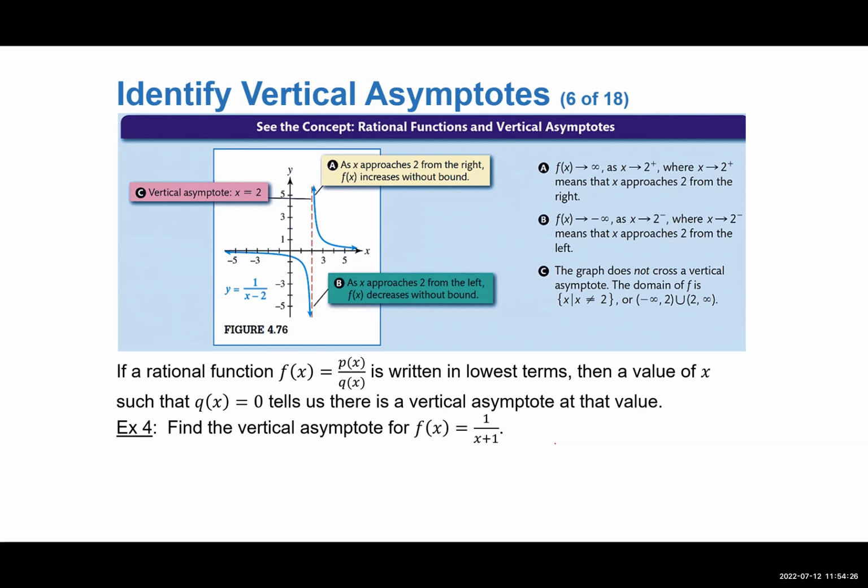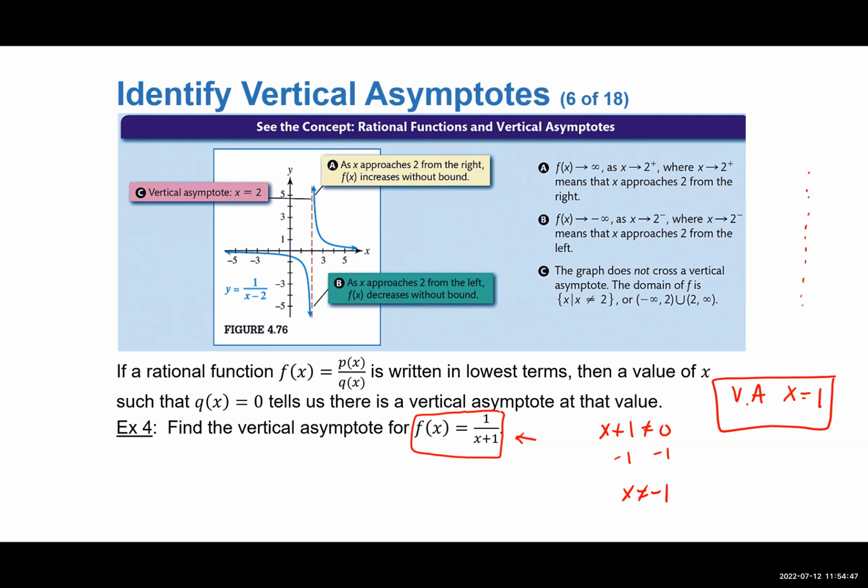So find the vertical asymptotes for this function. Again, for vertical asymptotes, we just look at the bottom and ask, where is this equal to 0? X cannot be -1. Therefore, my vertical asymptote is x equals -1. The line x equals -1 is an electric fence that you cannot touch.